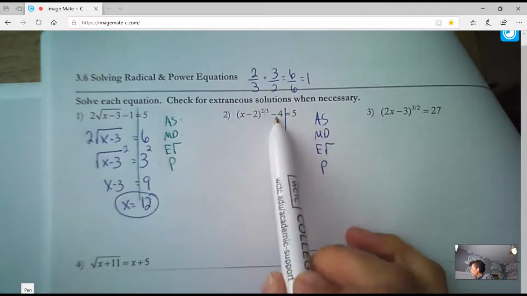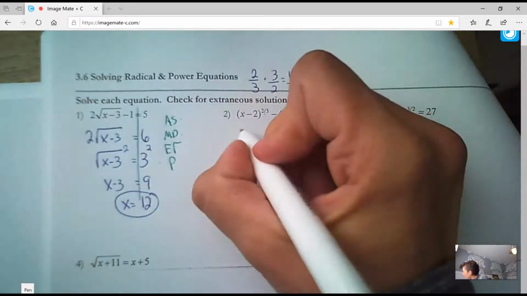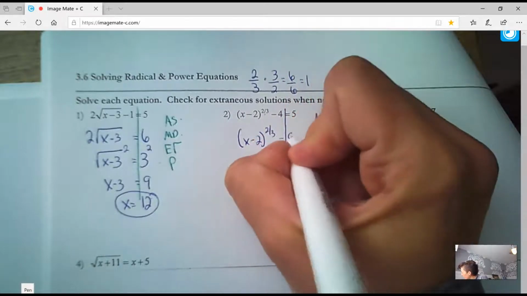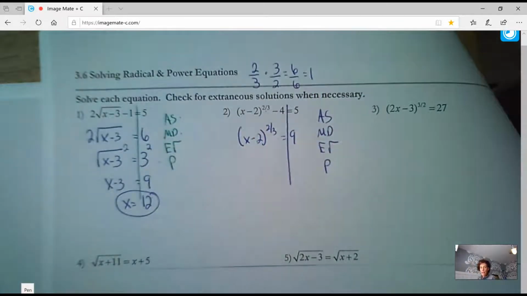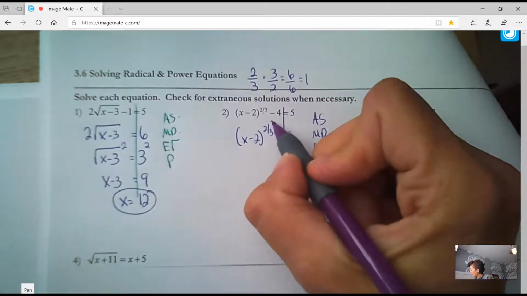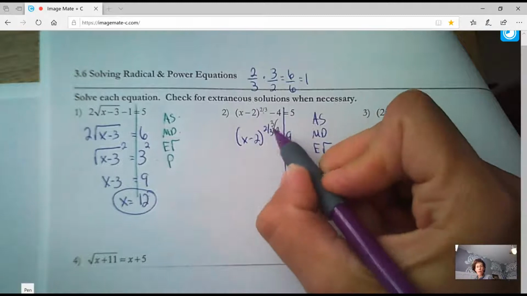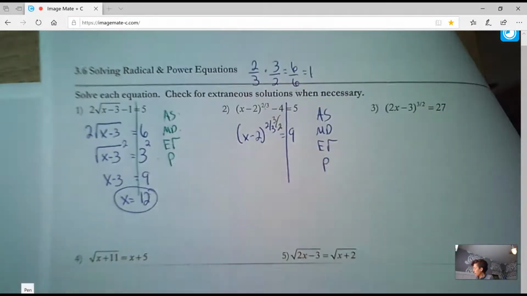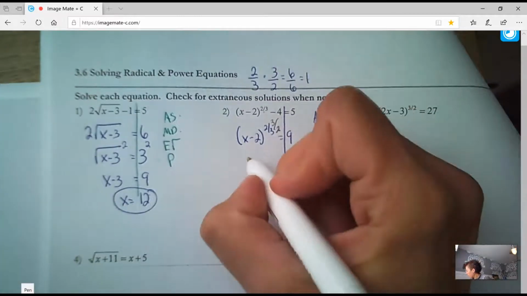So I'll move my addition subtraction. I'm going to add the 4 over. And that gives me 9. And now to get rid of that exponent, that's where I will use the exponent's reciprocal. So I'll be taking this side to the 3/2 power. And that becomes the 6 over 6 as an exponent, which becomes 1. And then I don't need that exponent anymore.